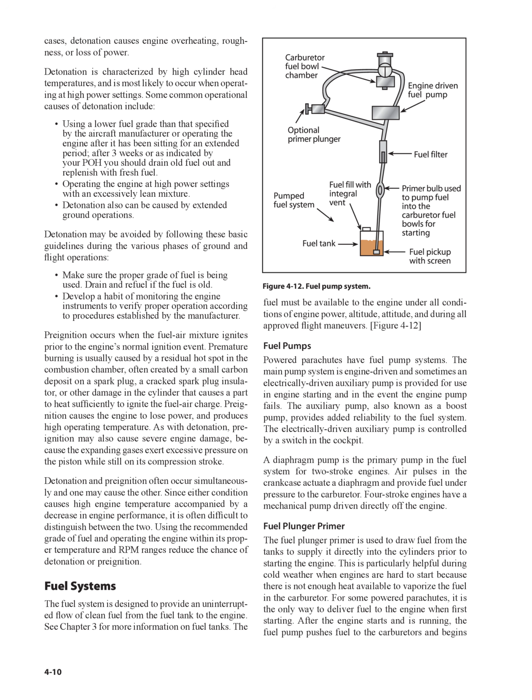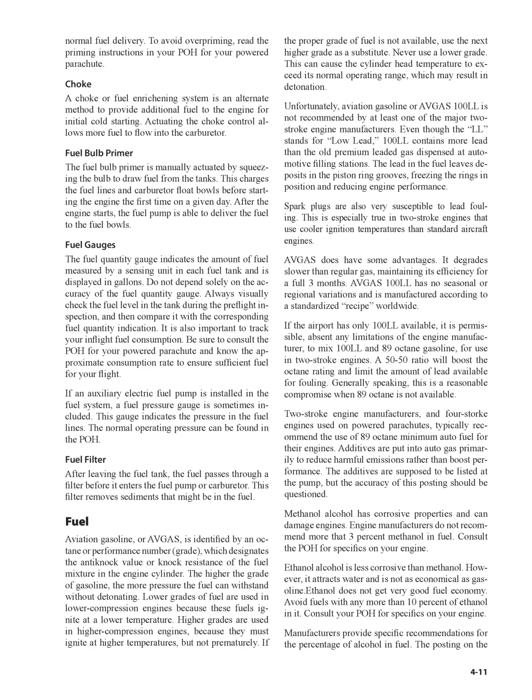After the engine starts and is running, the fuel pump pushes fuel to the carburetors and begins normal fuel delivery. To avoid overpriming, read the priming instructions in your POH for your powered parachute. A choke or fuel enriching system is an alternate method to provide additional fuel to the engine for initial cold starting. Actuating the choke control allows more fuel to flow into the carburetor.